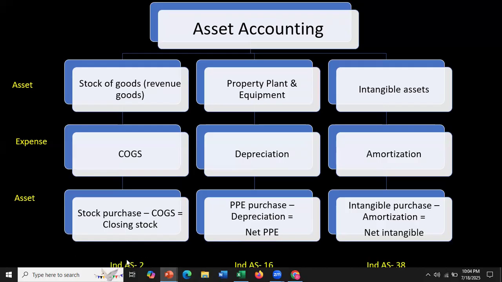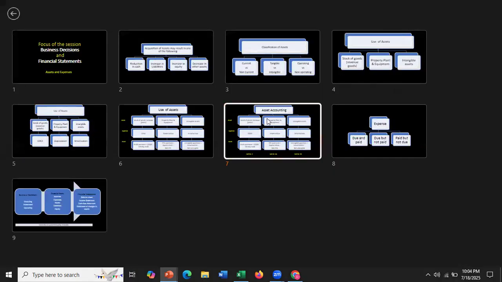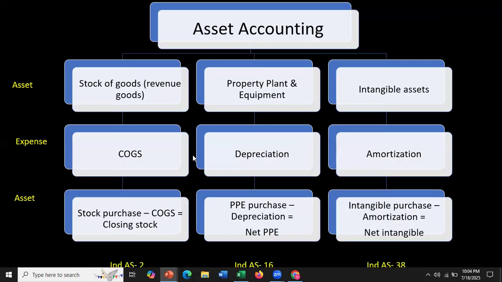They're all guided by the respective accounting standards. And the focus of this session is not about the accounting standards. We are only trying to understand the corresponding accounting standard. The accounting standard which talks about the measurement of stock of goods or the revenue goods or inventory, different names, and the corresponding cost of goods sold, and the corresponding unsold stock is given under Ind AS 2. So Ind AS 2 will tell us about the measurement and presentation.